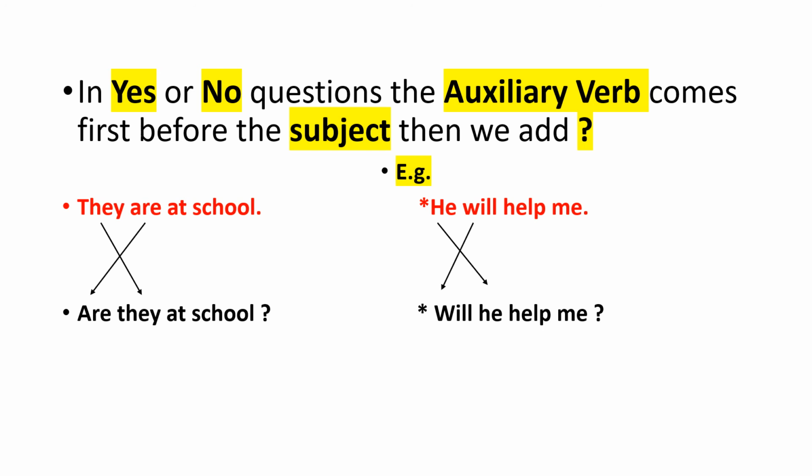So if I want to answer these questions, are they at school? Your answer must be with yes or no. So if I ask you, are they at school? You have to say yes, they are, or no, they aren't. That's it. No more, no less. What about number 2? Will he help me? You can answer with yes, he will, or no, he won't. You can't answer without this, because here we asked you about yes or no. So the answer will be just yes or no. No more, no less. So let's continue.